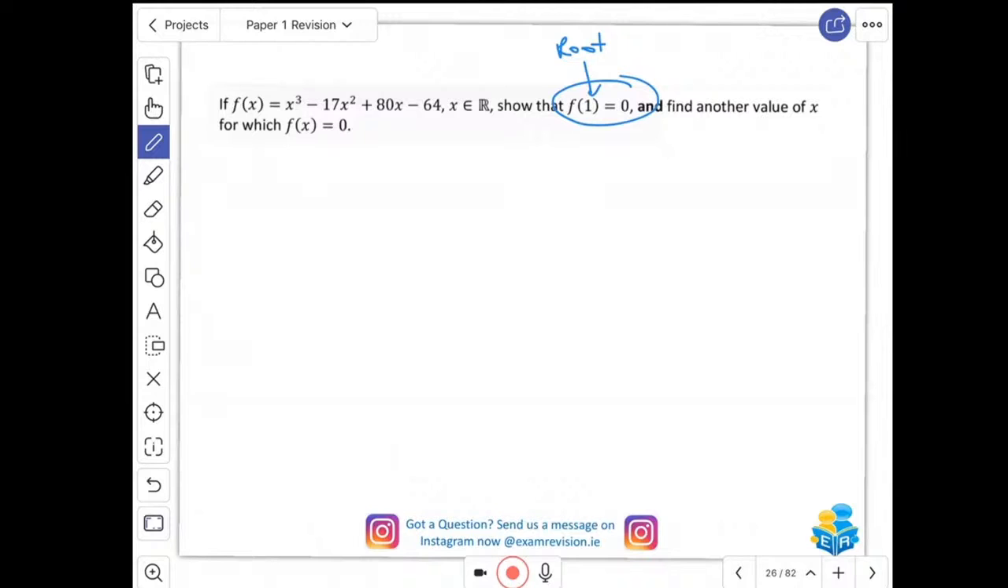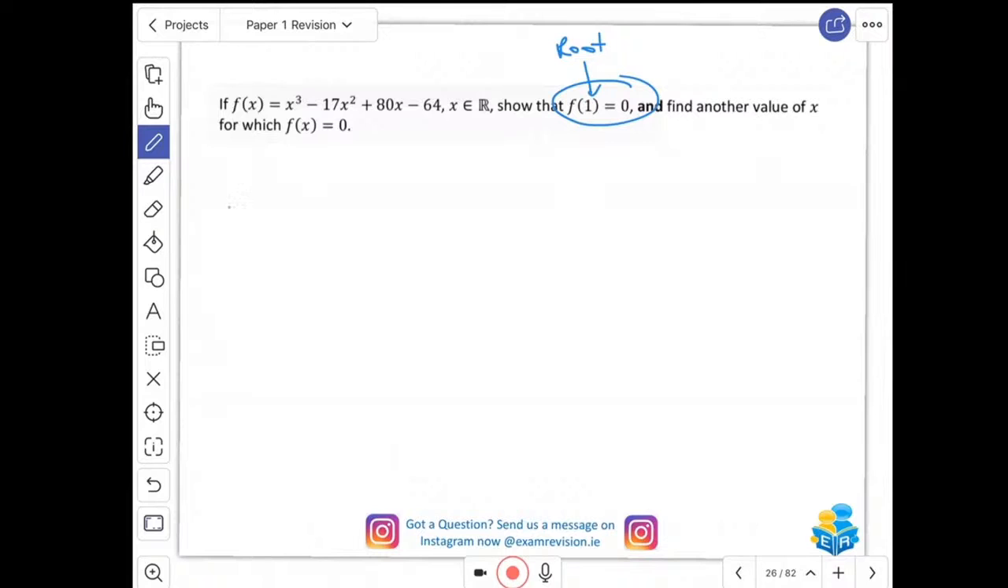So if they didn't give us that massive hint that f of 1 gives us 0, you would have had to use trial and error to work out the first root. But in this one, they've told us. So if you did ever have to use trial and error, basically you just guess a few numbers and you sub them in. I would always say to my students, pick like -1, 1, 2, -2, whatever.